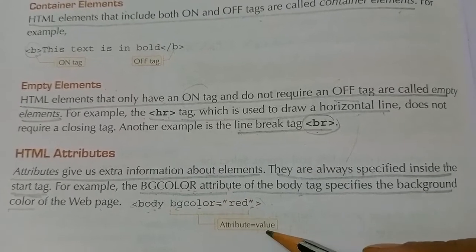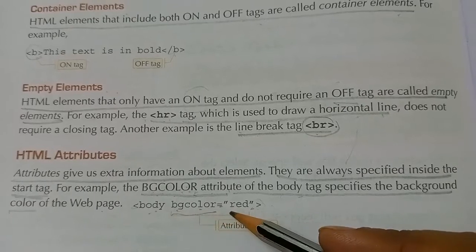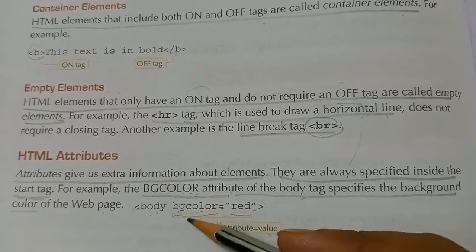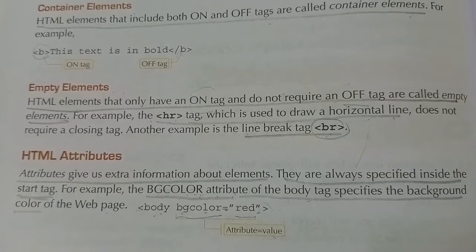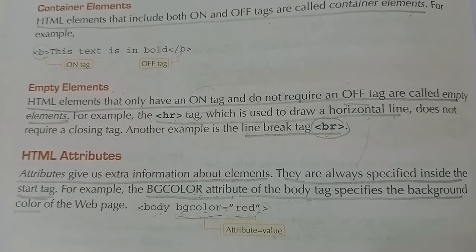So this is called the attribute, and this is the value of the attribute. If you want to change the background color to red, then you have to write it like this inside the inverted commas. Now, understood what attributes are?